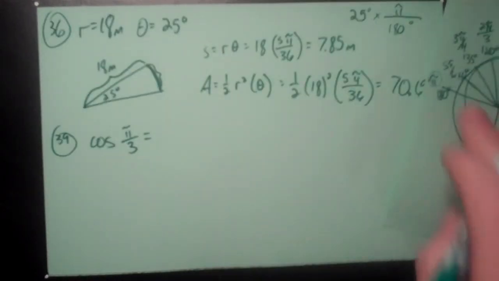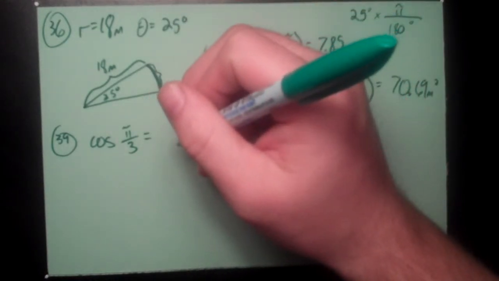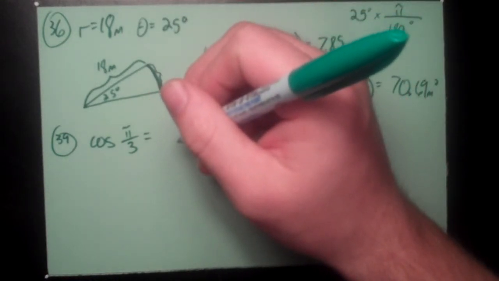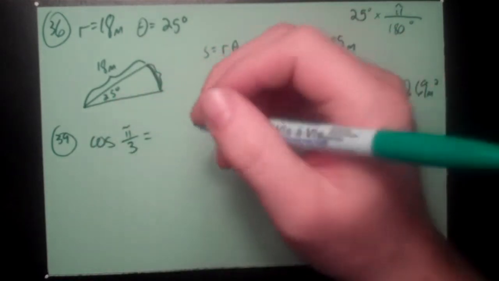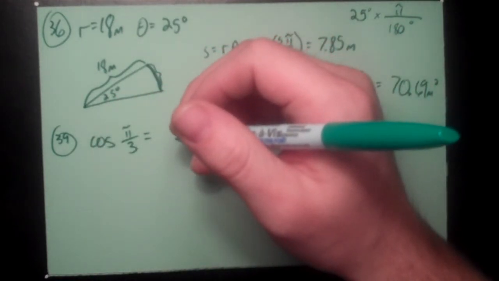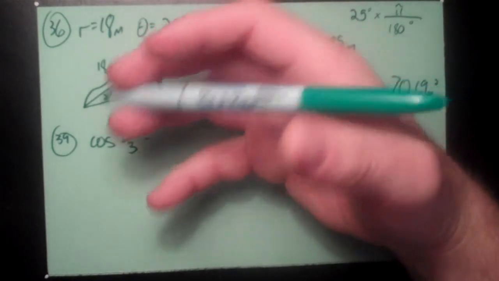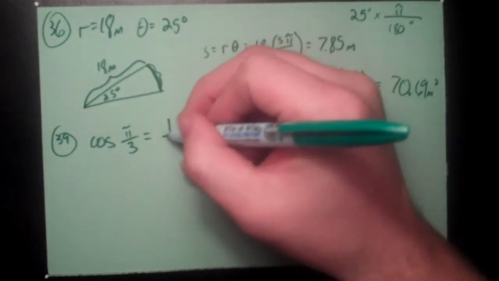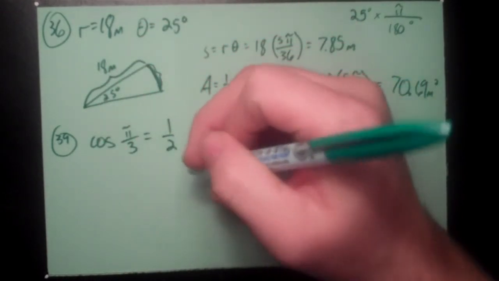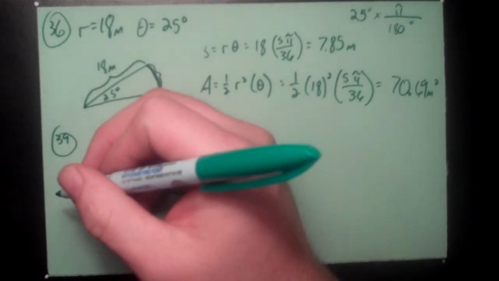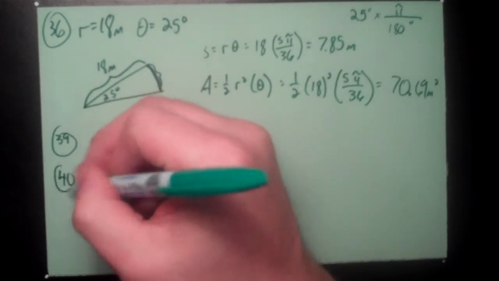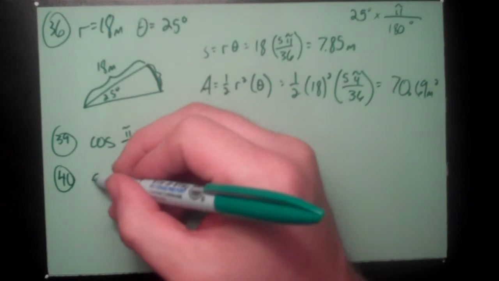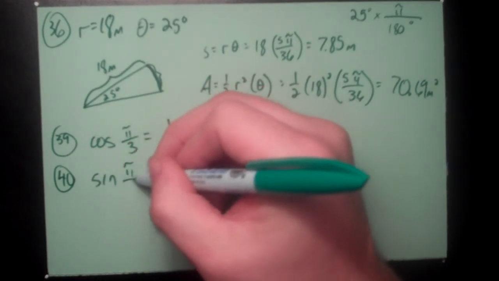So, do I know the cosine of 60 degrees? Well, since I asked you to learn that, it should be easily accessible. It's one of those common ones. The cosine of 60 degrees, the cosine of pi over 3, is going to be 1/2. So it turns out we do know that. Let's try number 40.